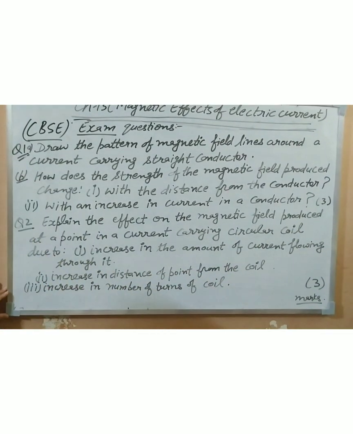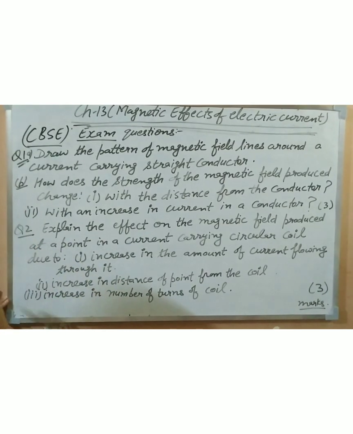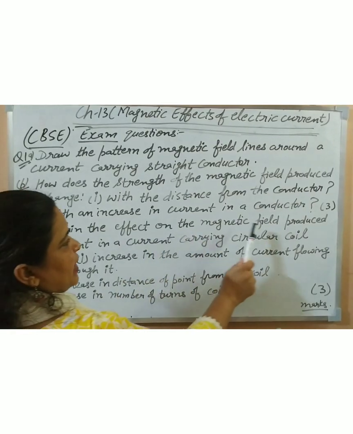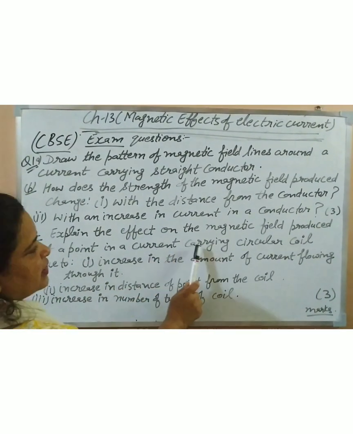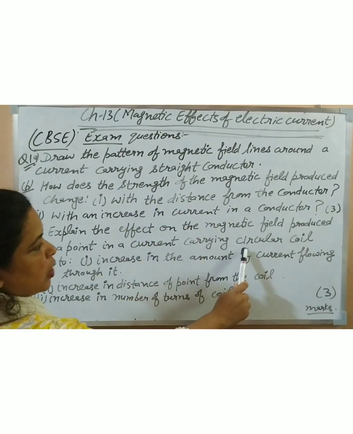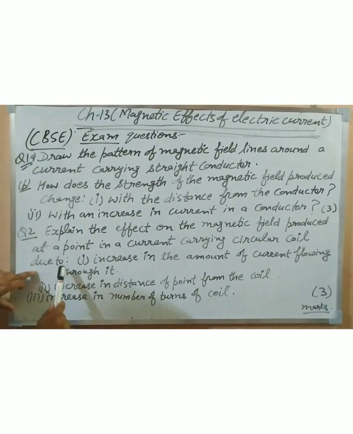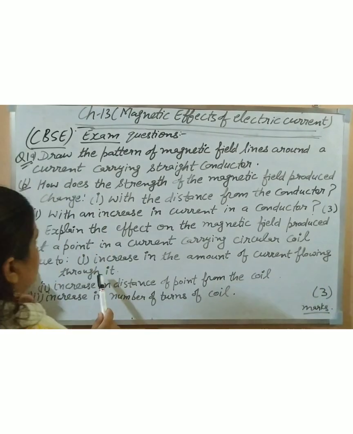Now see the second question. You have to do these by yourself by learning the activities from your book. Second question: explain the effect on the magnetic field at a point in a current carrying circular coil. Earlier it was a straight conductor, now they have given a circular coil. The first part is due to an increase in the amount of current flowing through it.